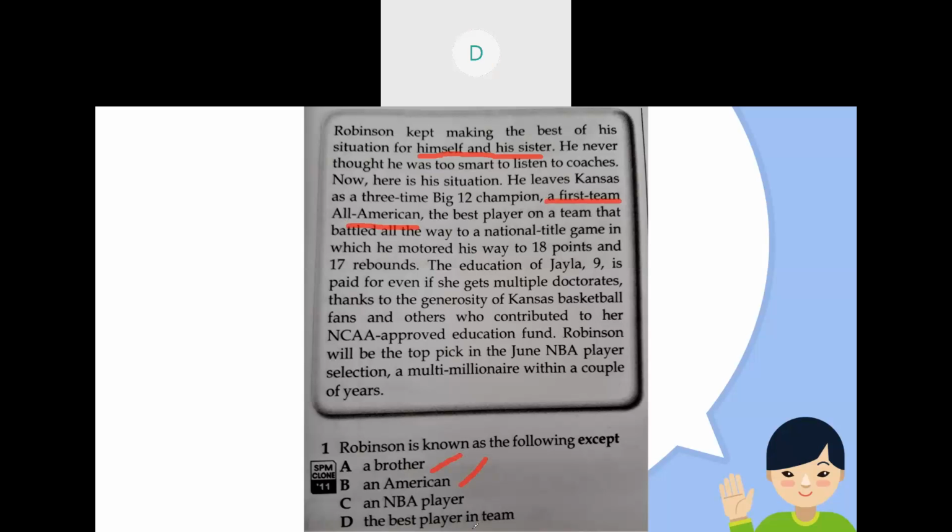An NBA player. Where do you mention that he is an NBA player? NCAA approved education fund. Robinson will be the top pick in June in NBA player selection. What is the meaning of will be? He's gonna be. So is he, didn't happen yet. Is he an NBA player already? No. So best player in the team, of course. Wow.